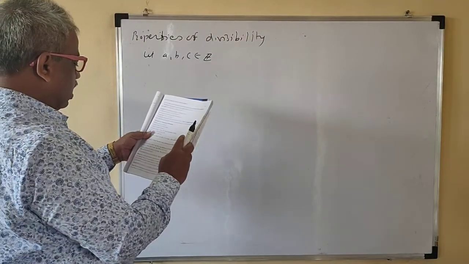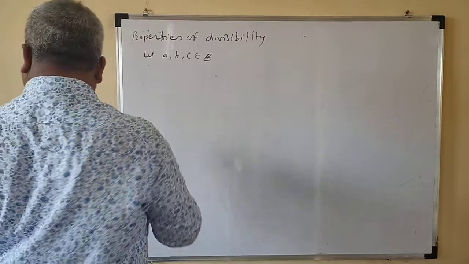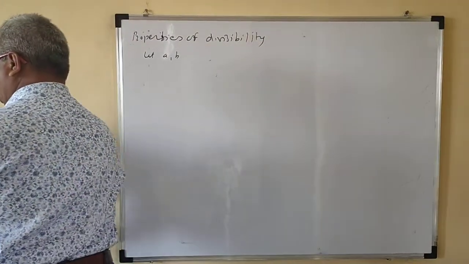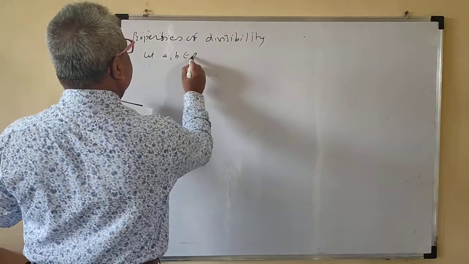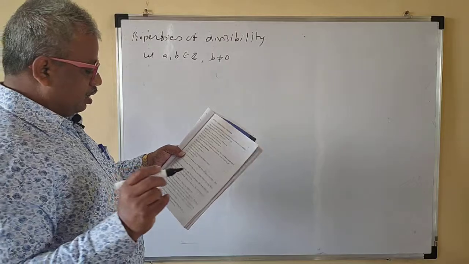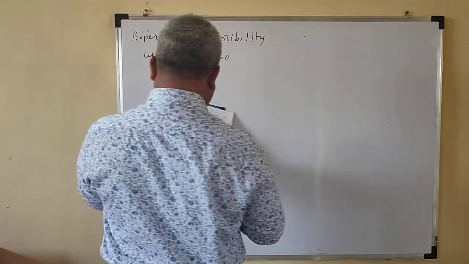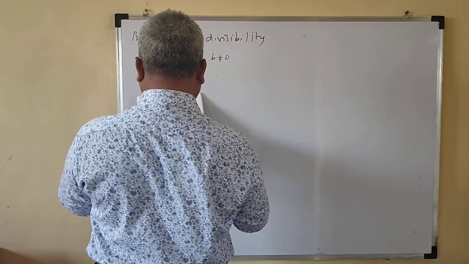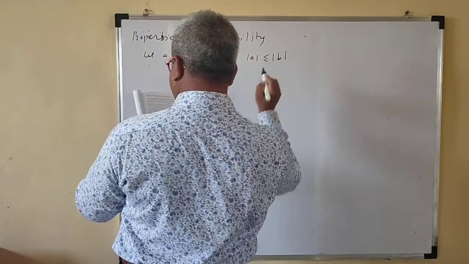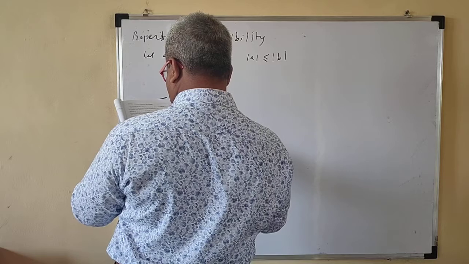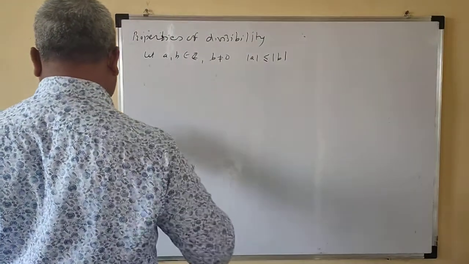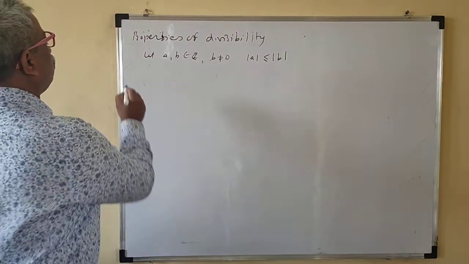So A, B are integers. Okay. So we have only two integers. A belongs to Z, B not equal to 0. So note that B is not equal to 0. Then mod of A is less than or equal to mod of B. Okay. So prove.